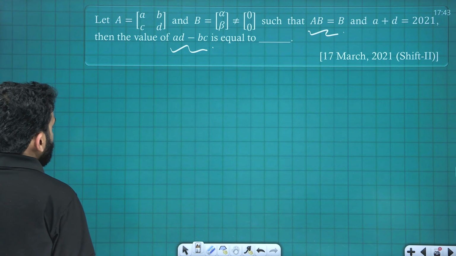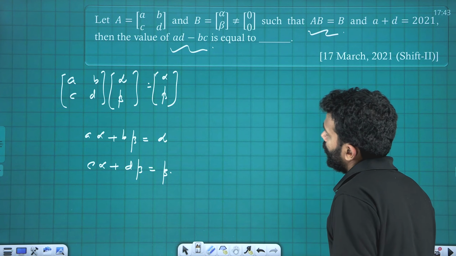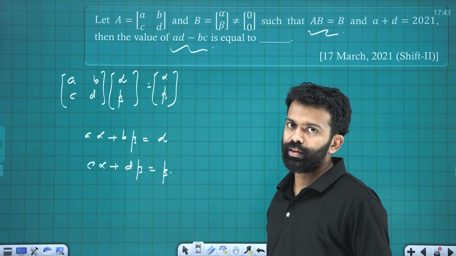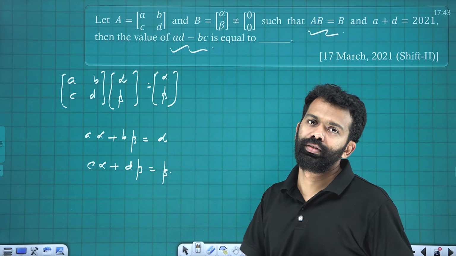And it is given that A plus D is equal to 2021, and you need to find this one. 4 parameters are there. So my question is, how many unknowns are there in these two equations? Alpha, beta, A, B, C, D. 6 unknowns are there, and you have only 2 equations with you. How are you going to solve this?